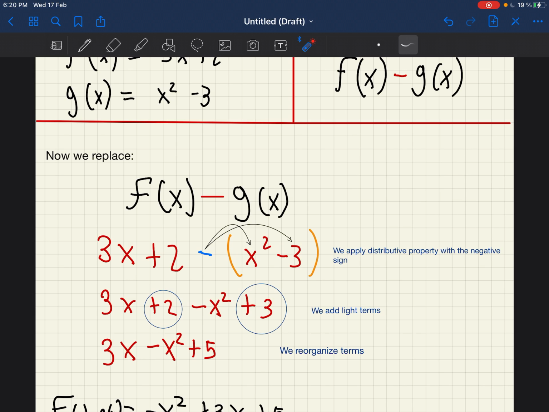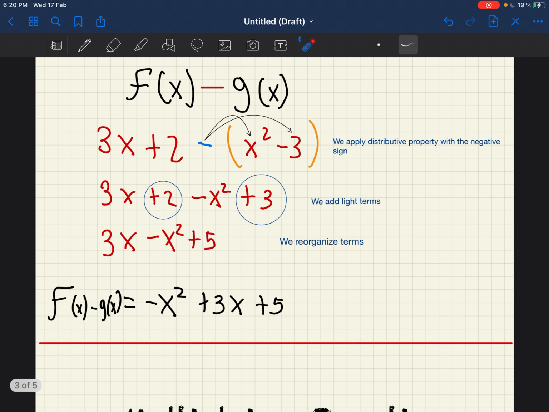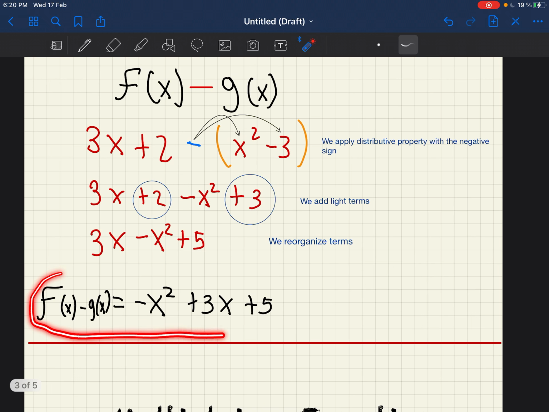Now we add like terms, which will be plus 3 and plus 2, and we will get 3x minus x squared plus 5. We reorganize the terms, and we will get f minus g of x is equal to minus x squared plus 3x plus 5, as you can see here.